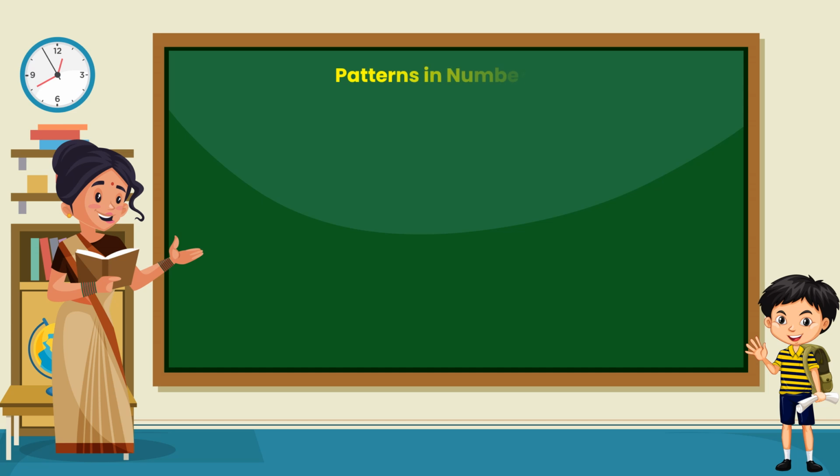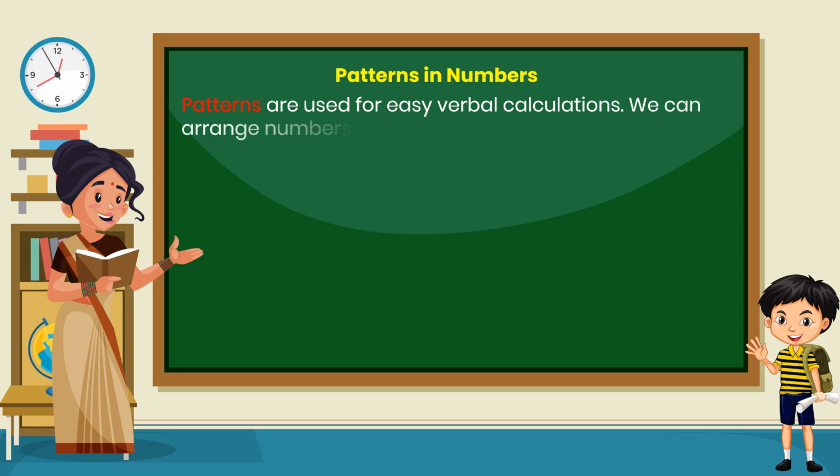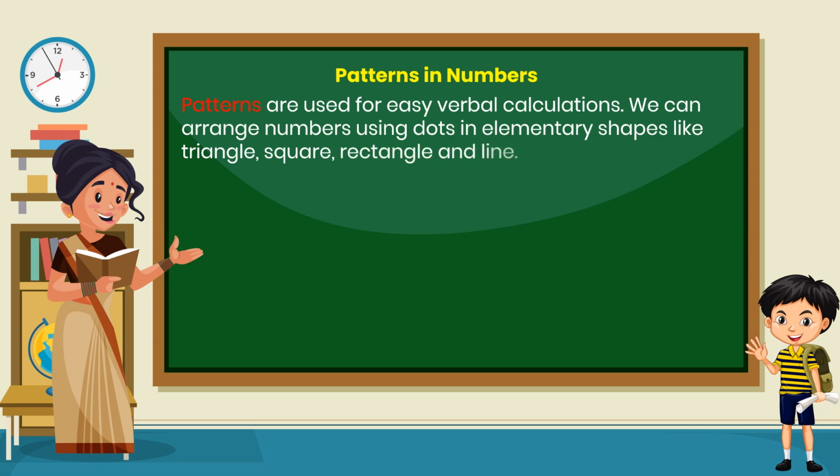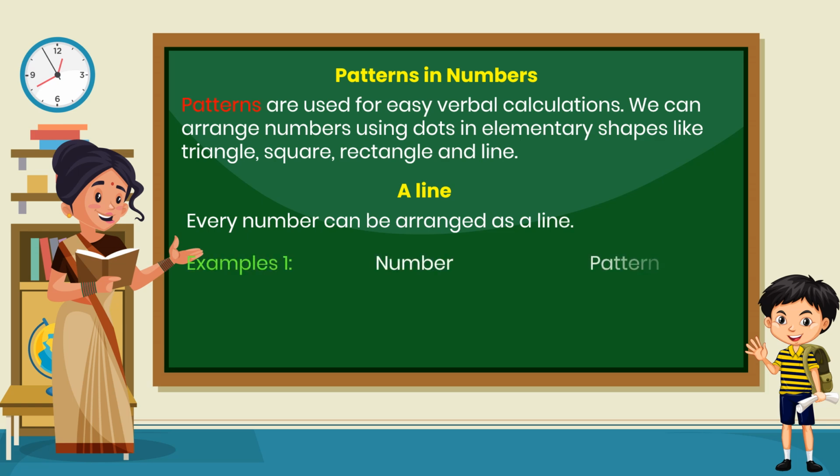Patterns in numbers. Patterns are used for easy verbal calculations. We can arrange numbers using dots in elementary shapes like triangle, square, rectangle and line. A line. Every number can be arranged as a line. Examples 1. Number. Pattern. 3. 5.